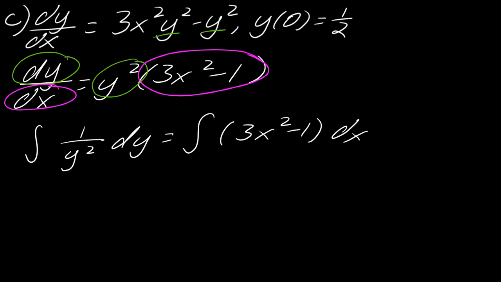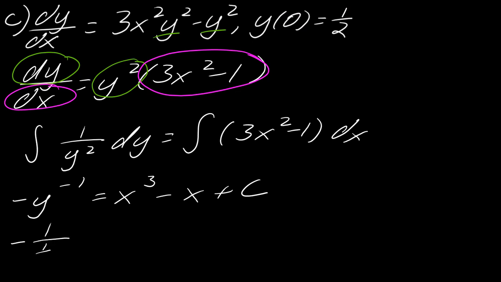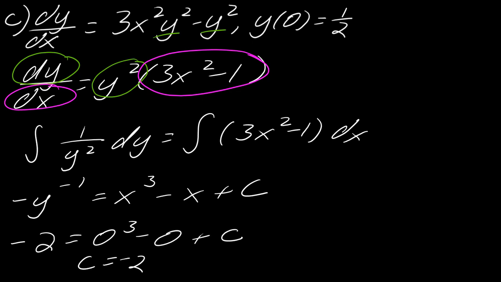And so now this is when I want to integrate. So I get negative y to the negative first equals x cubed minus x plus c. And now I need to plug in once again my initial value condition. So this will be negative 1 over 1/2. And what is negative 1 over 1/2? I'm just going to write this out. That turns into just negative 2. And then this is 0 cubed minus 0 plus c. So my c is equal to negative 2.